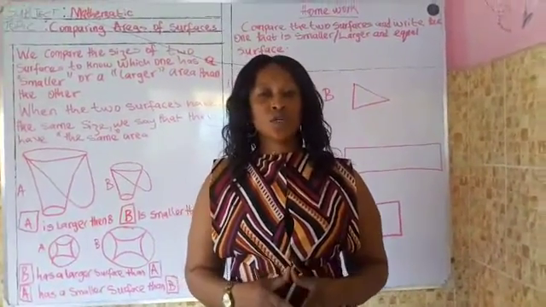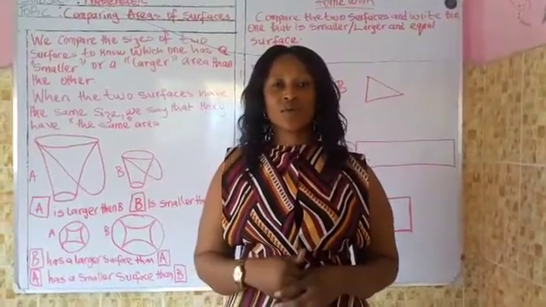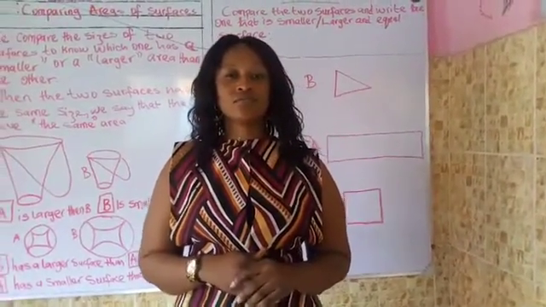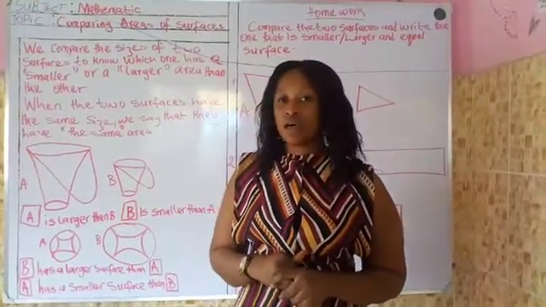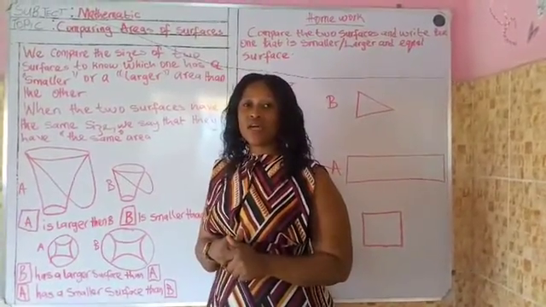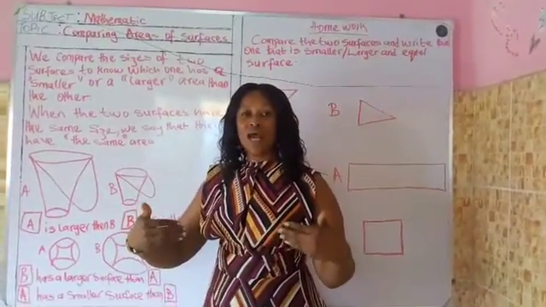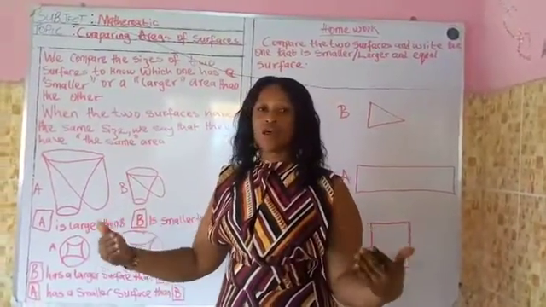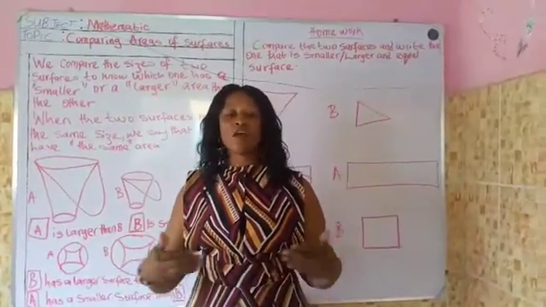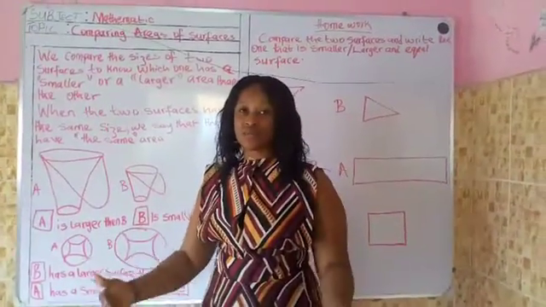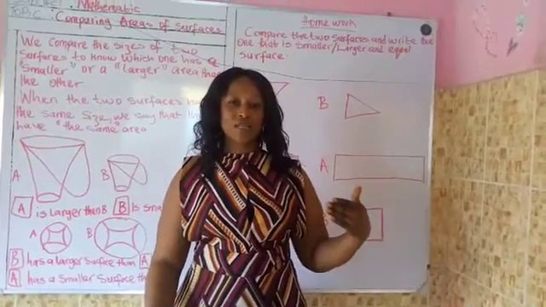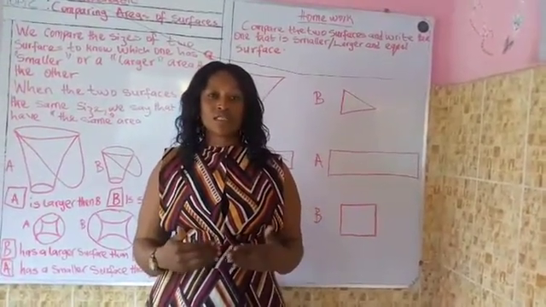Good. Welcome to the third week of the third term. Right now, we'll be studying mathematics. What did I say the subject is? Mathematics. And the topic under mathematics is comparing areas of surface. Comparing the outside parts of any objects, like shapes, like buckets, like any object. For example, comparing two buckets to know the one that has a larger surface than the other. So that is what we are going to be learning.